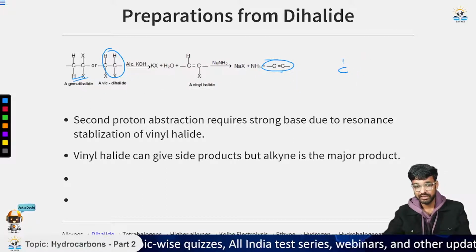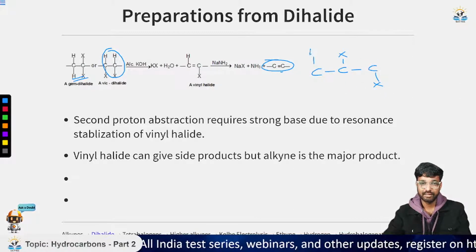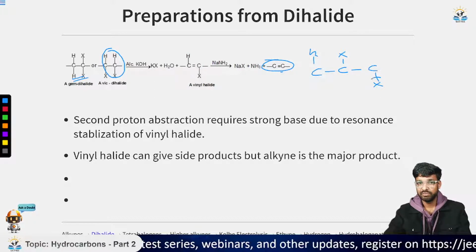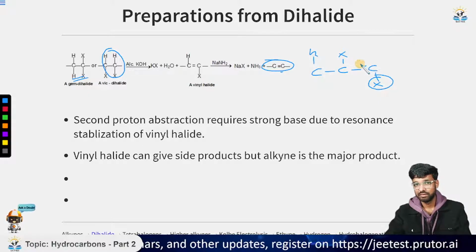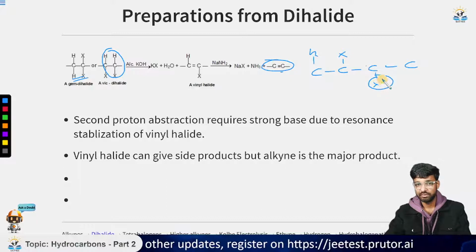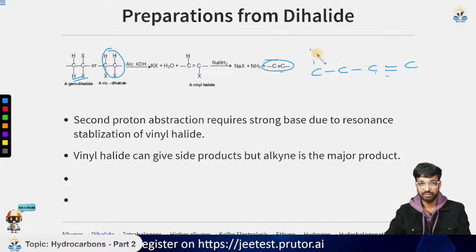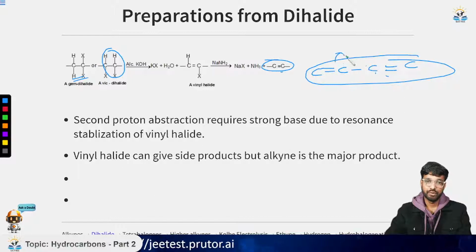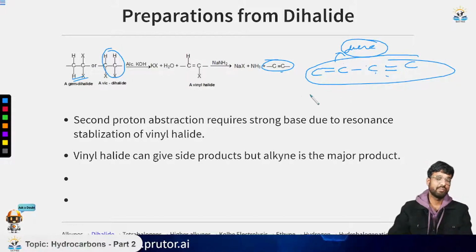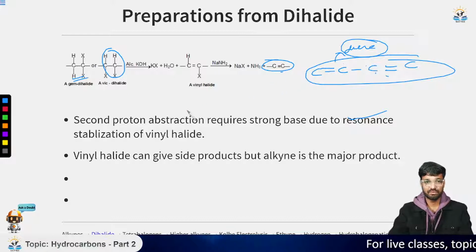Like suppose there is an X here and there is an X here, and suppose it is attached to another carbon like this. First of all, say we remove this hydrogen, so we will get a double bond here. Or again, if we remove this other hydrogen along with this halogen, then we can get a diene system. So this can also be a product of this vic dihalide, but this alkyne is formed in the major amount.